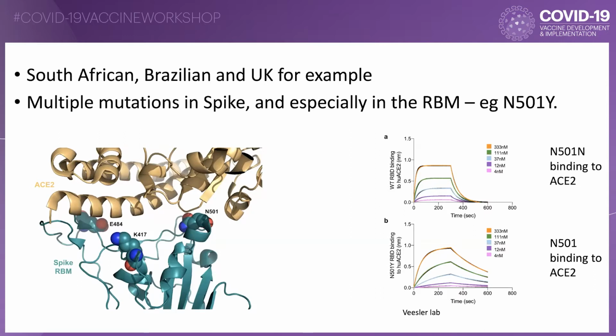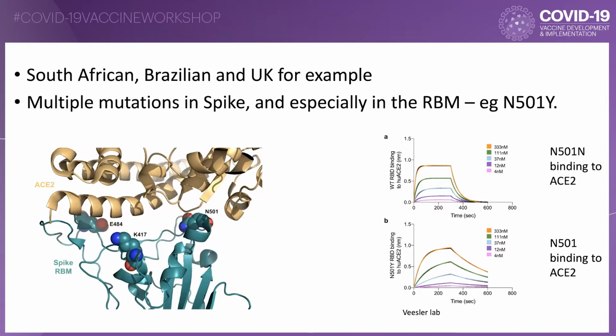On the bottom right here, you can see from the Wiesler lab some data on interferometry, where they have measured the binding between the receptor binding domain purified protein and human ACE2. In figure A, you can see the on and off rates at different concentrations of the wild type receptor binding domain. And you can see that there is occupancy for a considerable period of time.